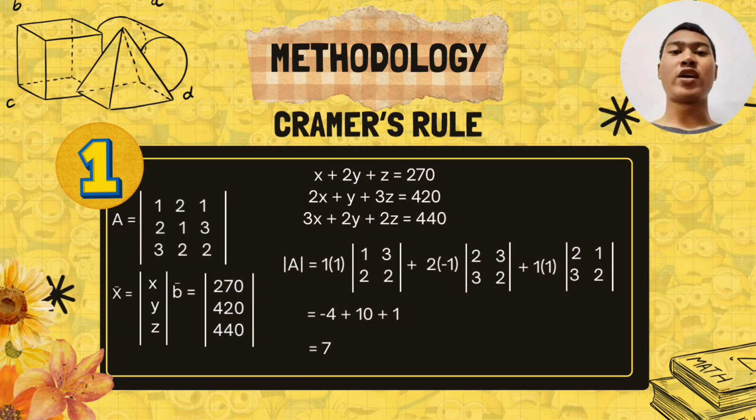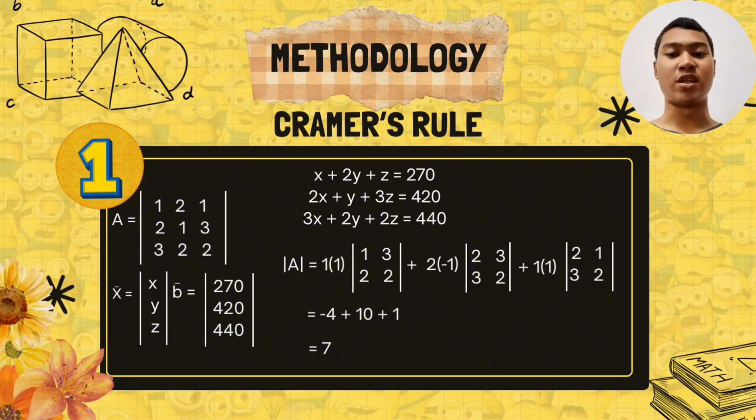Next step, we need to find the determinant of A by using the cofactor expansion as shown on the slide. We will use the first row as a reference, multiply every element of the first row with its cofactor, and add up all the products.